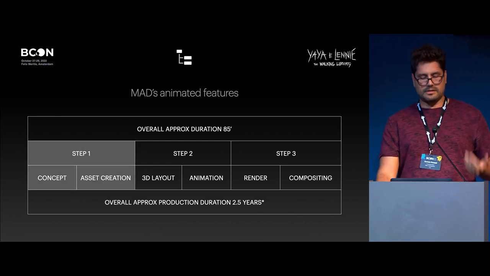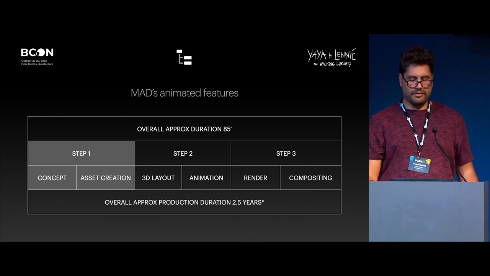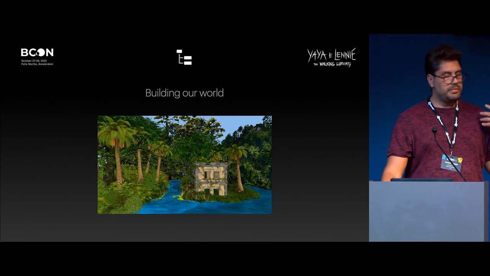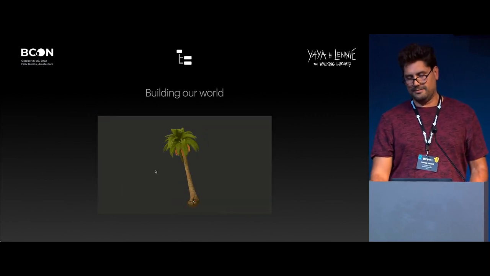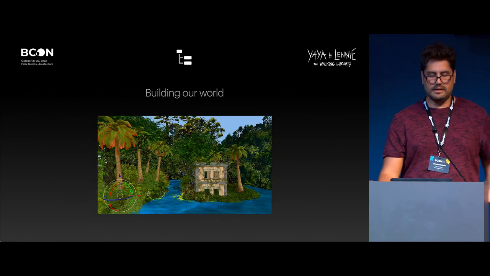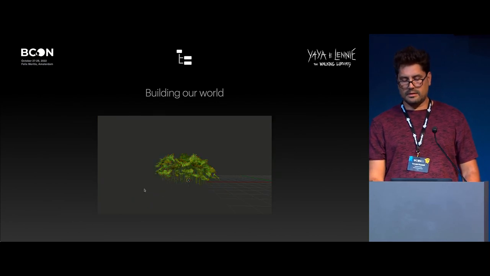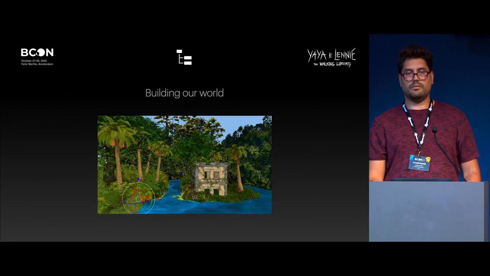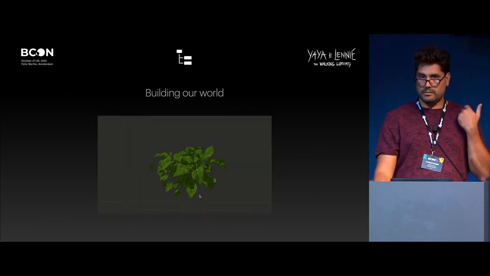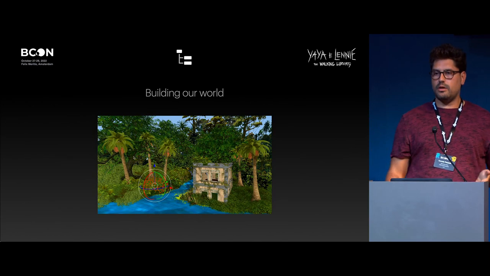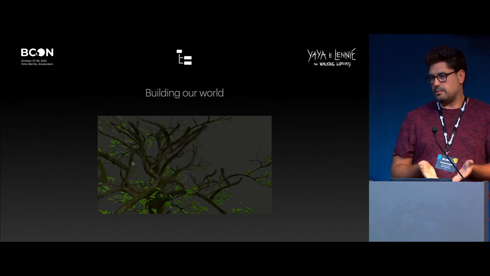Let's look at the first step, the concept and asset creation phase. Here we had to build basically a whole jungle. You might understand what that means. It means we had to make lots of plants, and many times over, because we started with the previous method we used on Cinderella the Cat, where we modeled everything using only vertex paint.